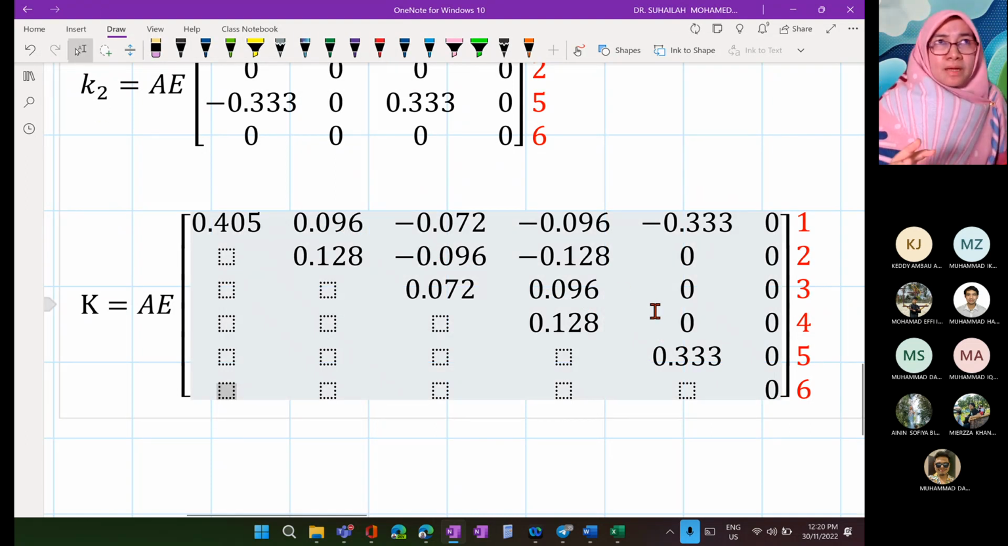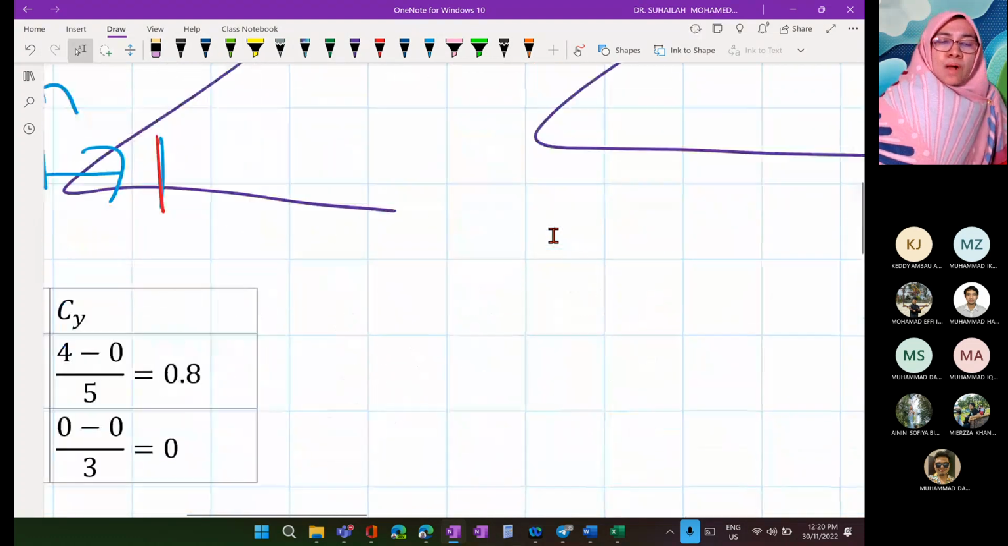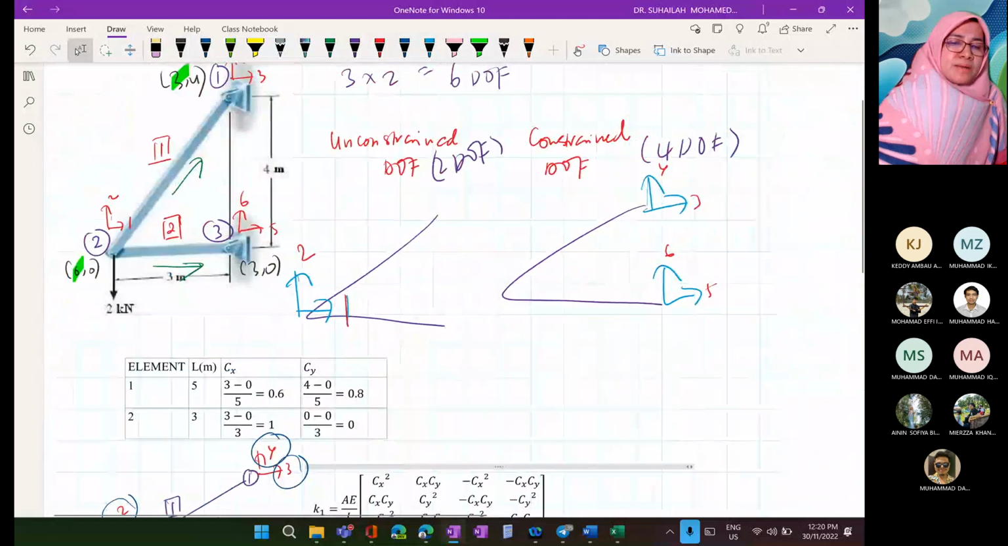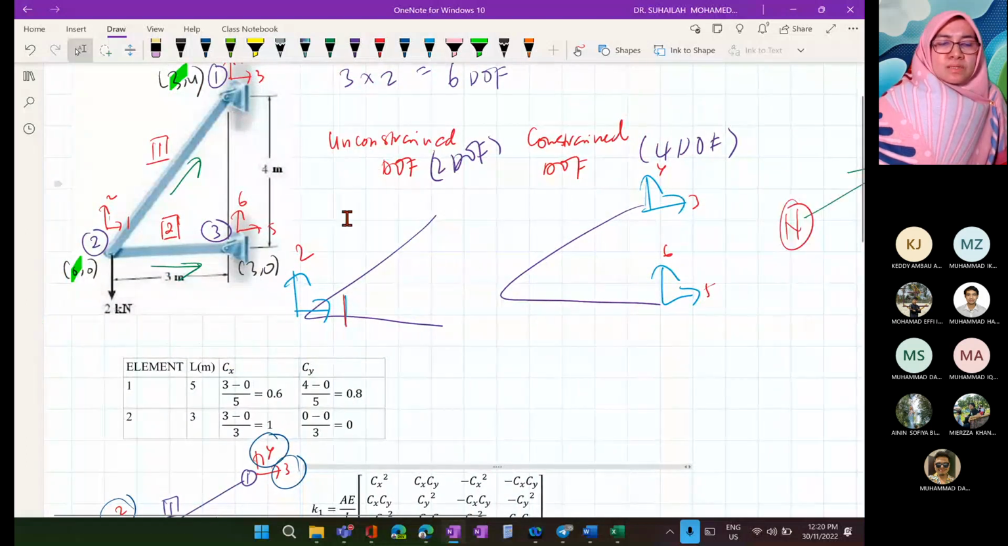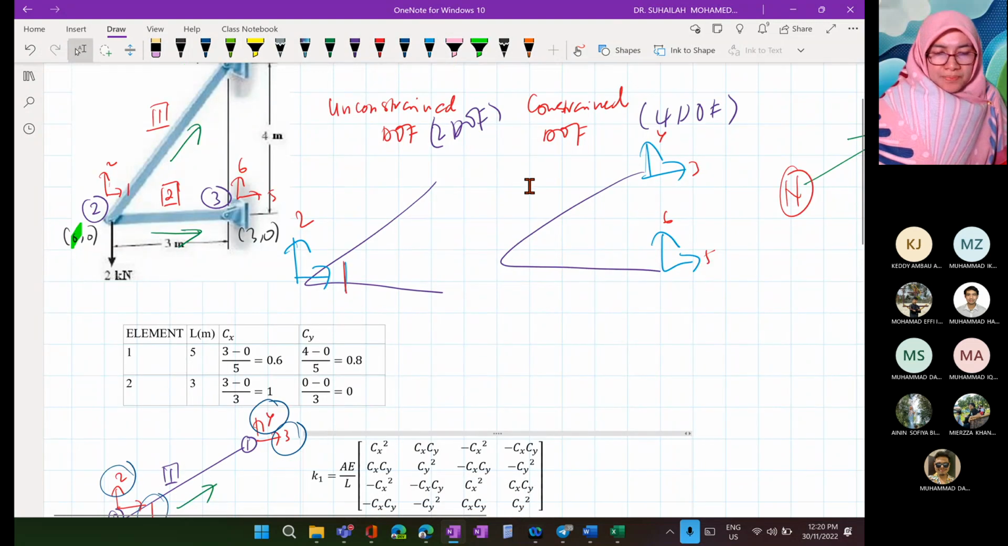You cannot get this if you don't label the element stiffness matrices according to the degree of freedom correctly. So make sure you label it correctly. That is why this step is very important, because it depends on how we label the degrees of freedom according to constrained and unconstrained system.